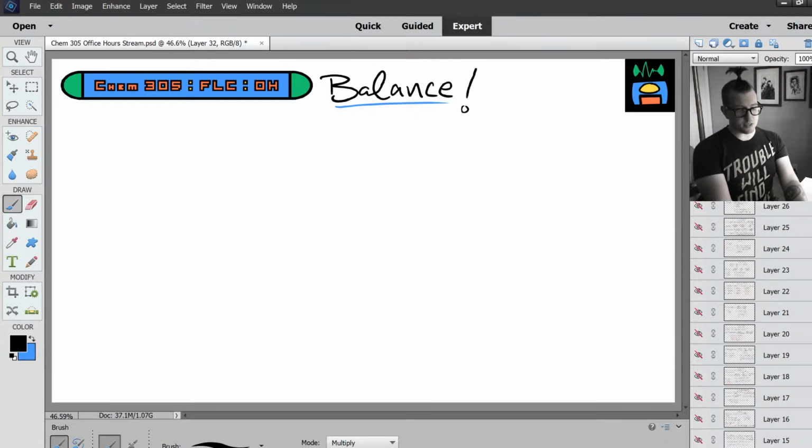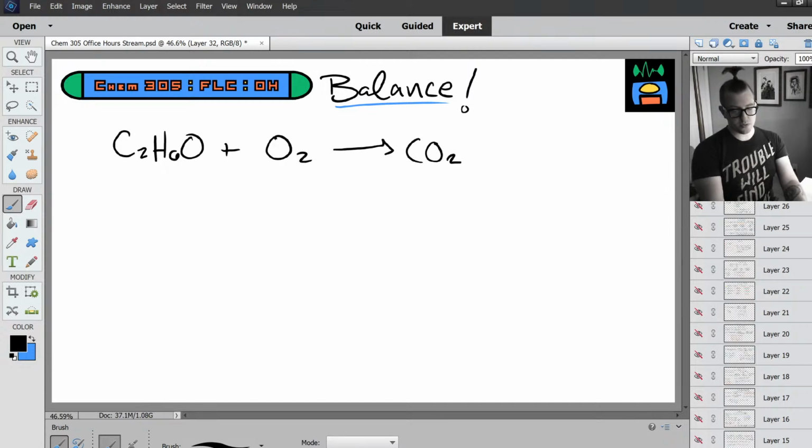The reaction, or I should say the combustion of ethanol, which produces CO2 plus H2O. Alright, so let's balance this chemical equation. We've got carbon, hydrogen, and oxygen on both sides.